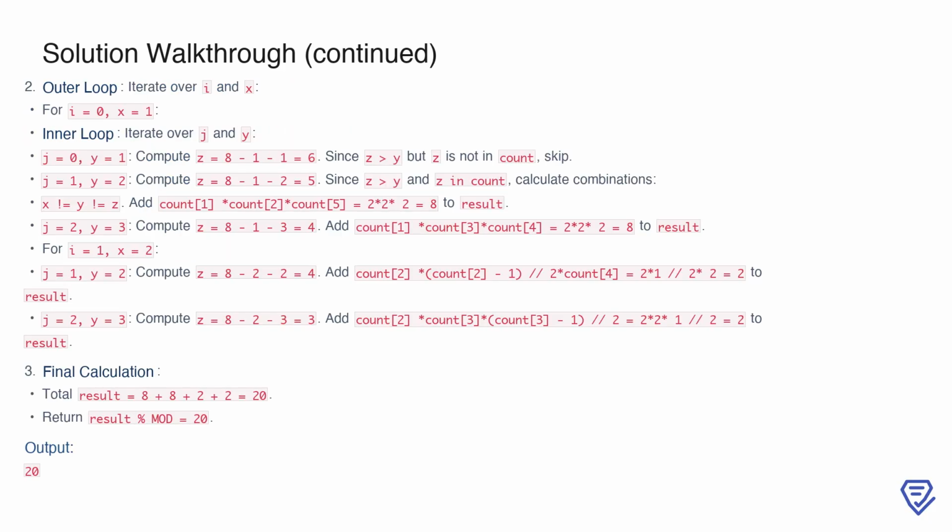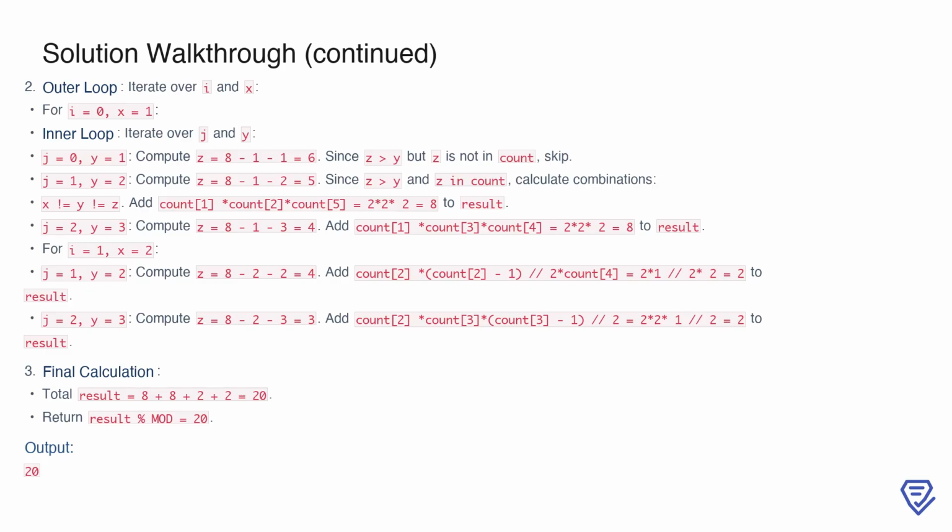Now, we begin iterating through the possible triplets using nested loops. The outer loop iterates over indices i and values x from the sorted unique keys. For i equals 0 and x equals 1, the inner loop iterates over indices j and values y. When j equals 0 and y equals 1, we calculate z as 8 - 1 - 1 equals 6. Since z is greater than y but not present in the count, we skip this triplet. For j equals 1 and y equals 2, z is 8 - 1 - 2 equals 5. Here, z is valid because it is greater than y and exists in count.